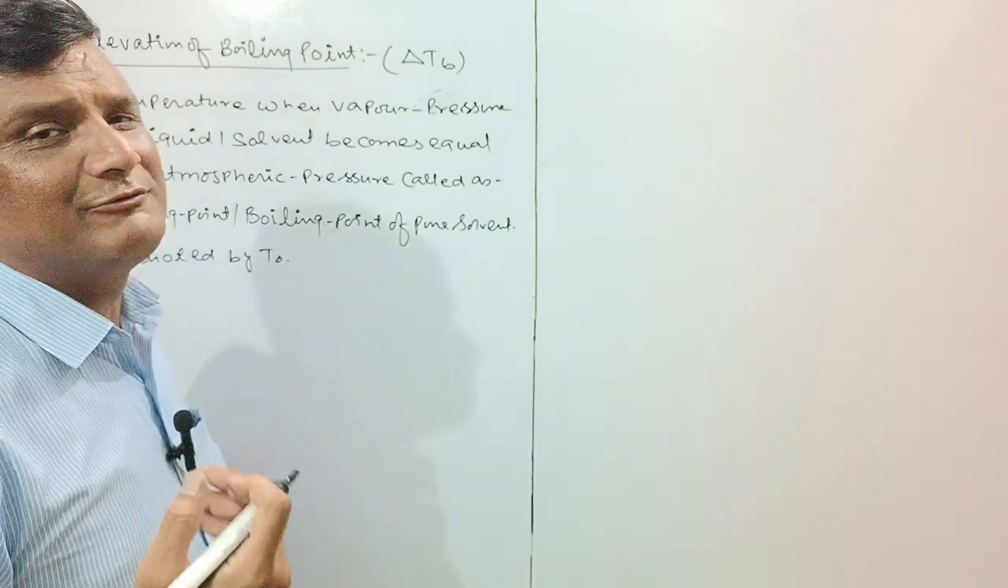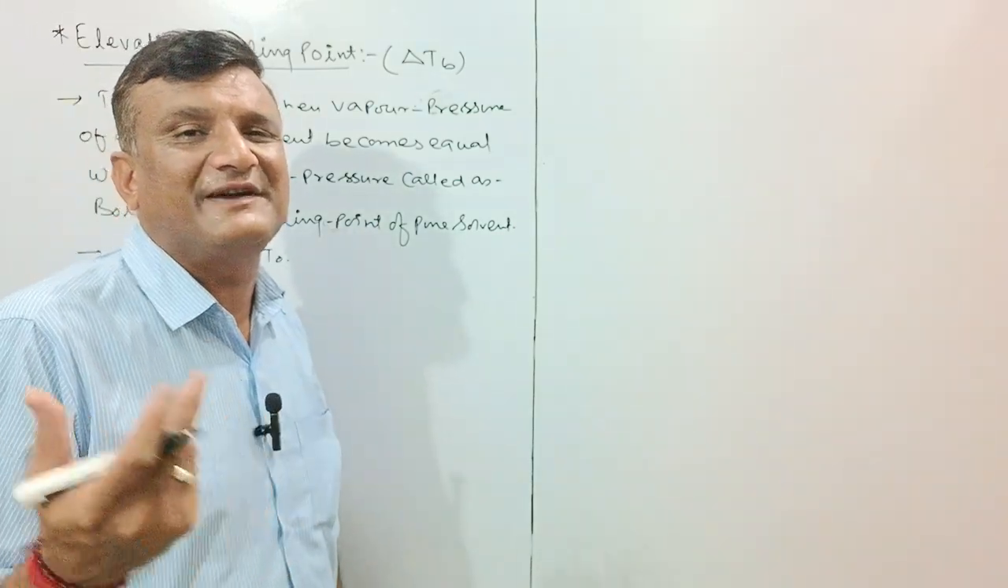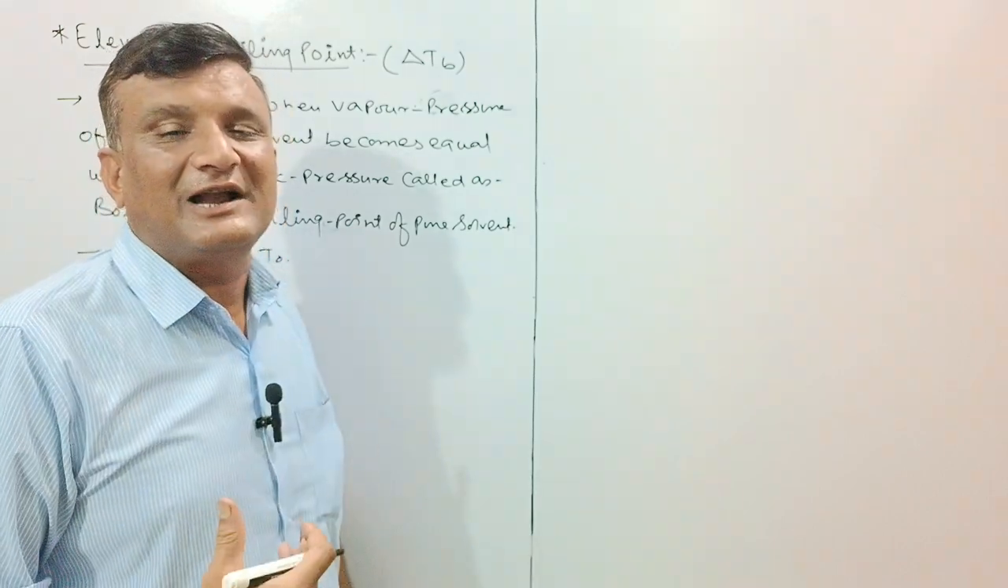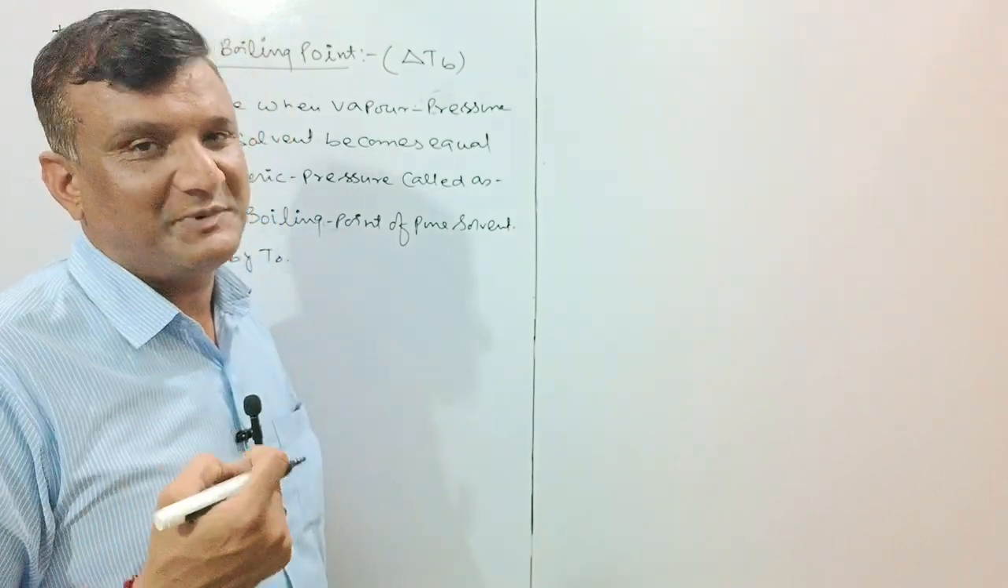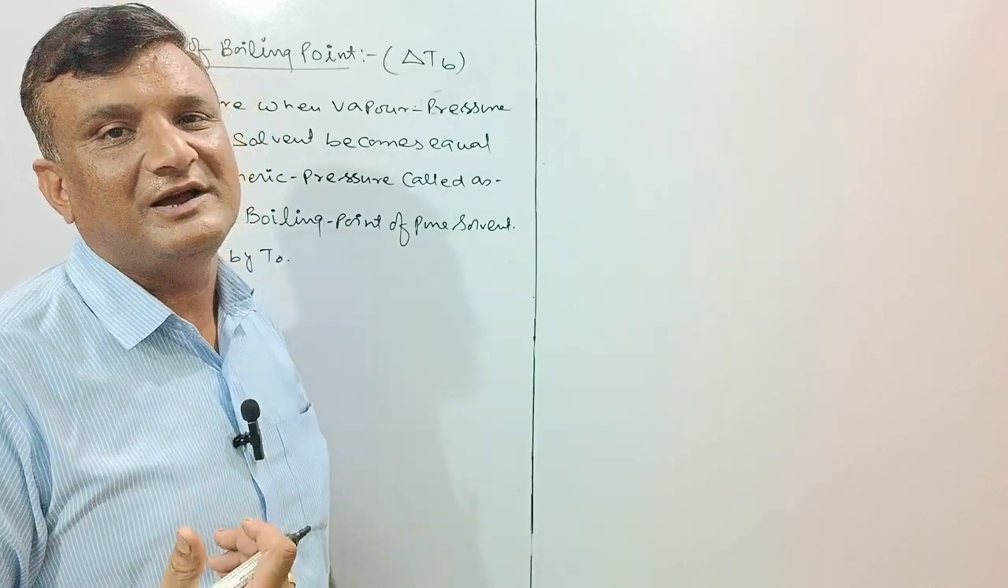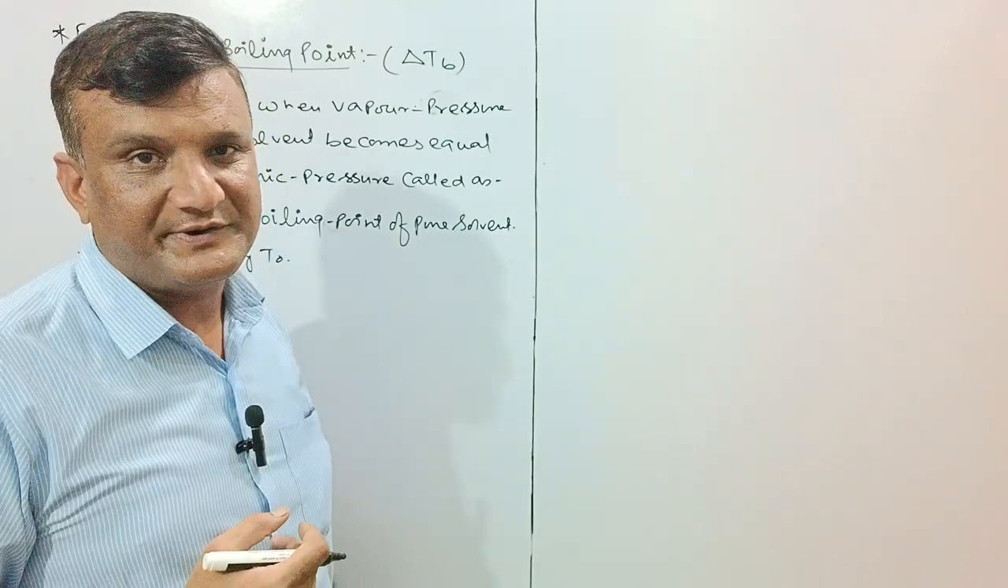And according to layman's terms, we can say the temperature when a liquid started to boil, when a liquid started to change into a vapor, that is called the boiling point. But the standard definition is whenever the vapor pressure of the liquid becomes equal with the atmospheric pressure.